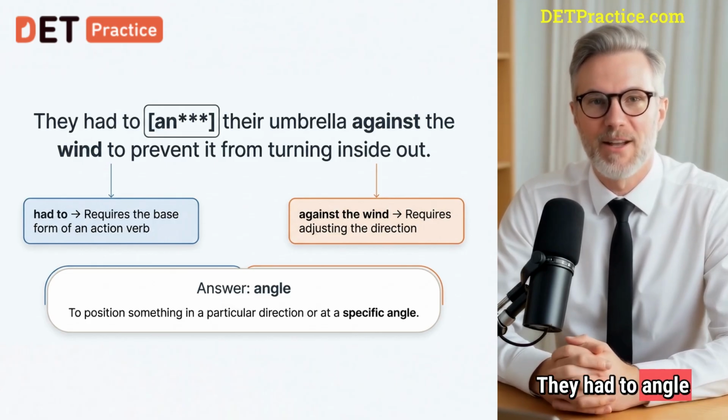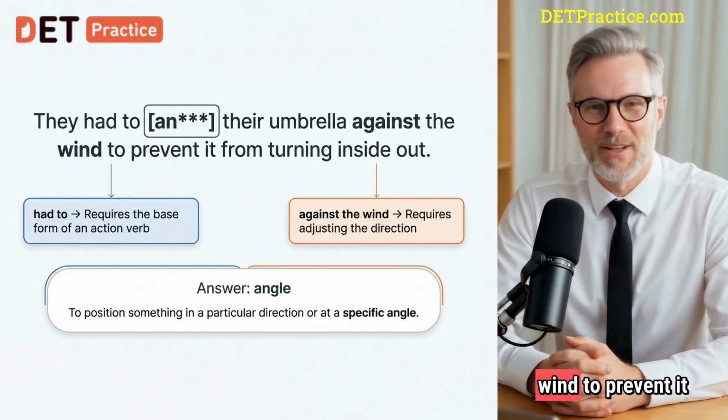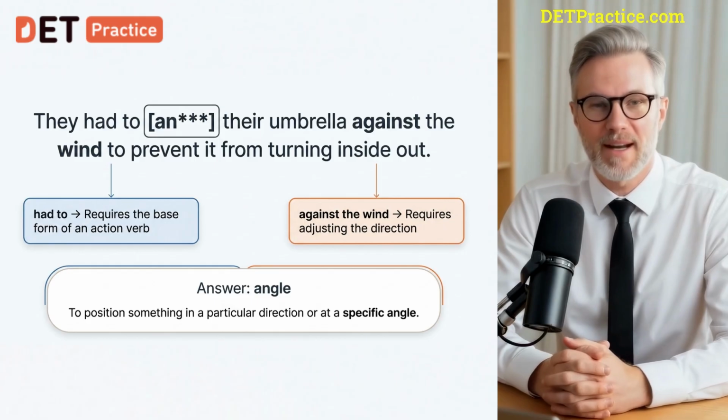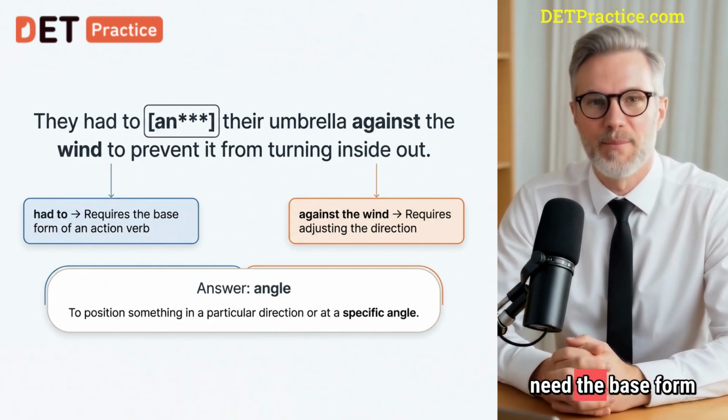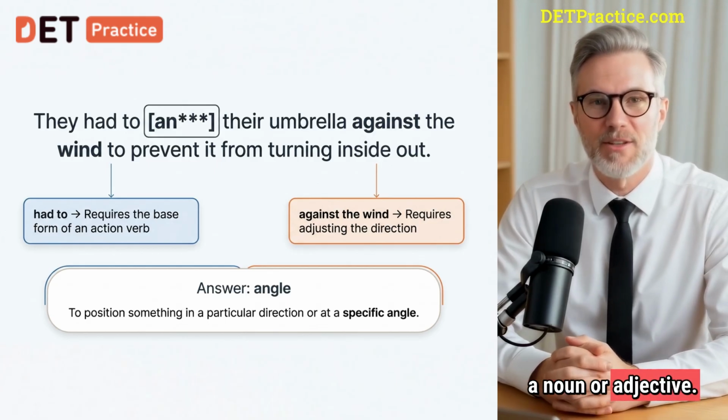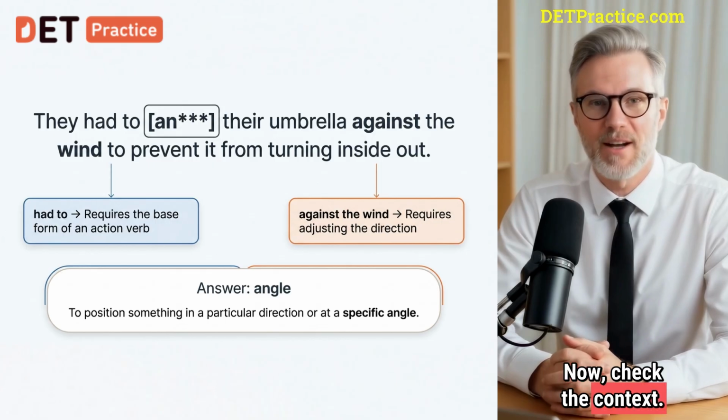They had to angle their umbrella against the wind to prevent it from turning inside out. First, let's look at the grammar. After had to, we need the base form of a verb, so the answer should be an action word, not a noun or adjective. Now check the context.